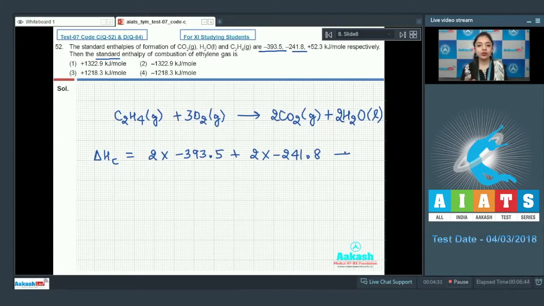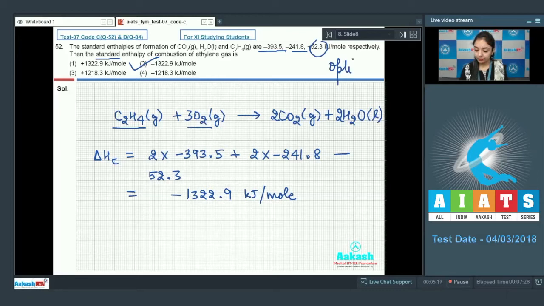Minus delta H formation of reactants. In the reactants we have ethylene gas and O2 gas, and for ethylene you have been given 52.3, so it is 52.3, and delta H formation of O2 gas is 0 because it is the natural state. So if you calculate this, your answer will come out to be minus of 1322.9 kilojoule per mole. Fine. So option number 2 will be the correct answer.